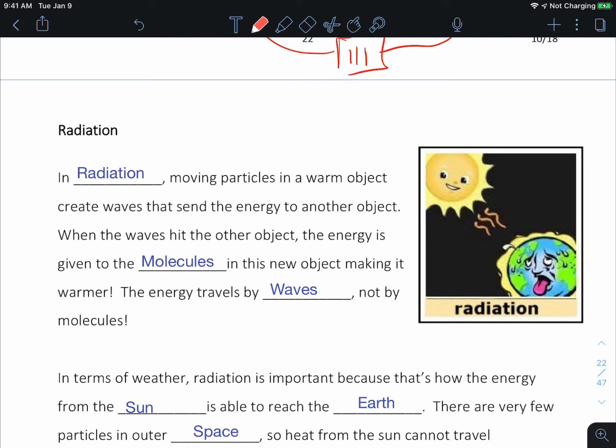So this is a concept that we won't really come back to until a physics course or a chemistry course in grade 11 or grade 12.